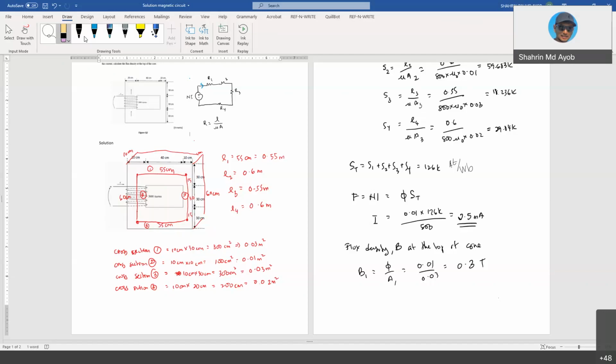For the test, no, the test will only be a series like this example. It might have the air gap. Meaning that you need to also calculate the reluctance of the air and also the reluctance of the core and so on.